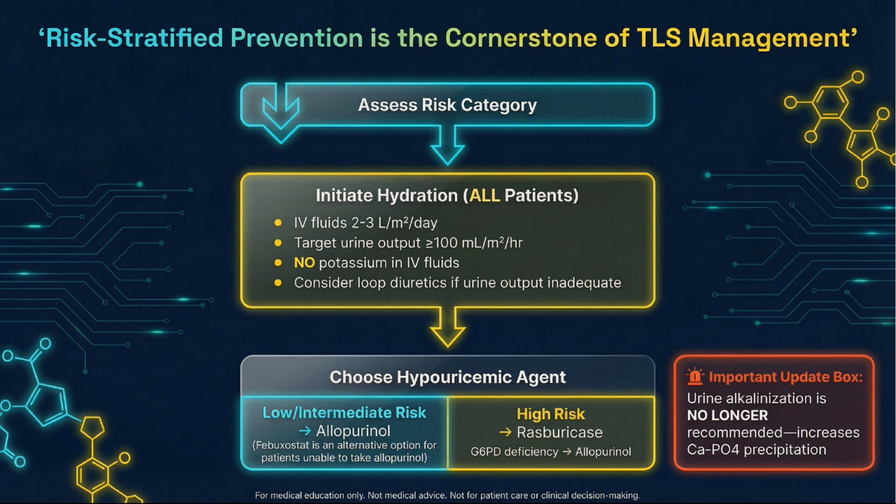Third, you will choose a hypouricemic agent based on the patient's risk level. For low or intermediate risk patients, Allopurinol is the standard of care. Febuxostat is an alternative option for patients who are unable to take allopurinol. For high-risk patients, Rasburicase is the drug of choice. A key exception is in patients with a G6PD deficiency, where Rasburicase is contraindicated and allopurinol or febuxostat must be used instead. Finally, a very important update to older practices. Urine alkalinization with sodium bicarbonate is no longer recommended. We now know that it can actually worsen the precipitation of calcium phosphate crystals in the kidneys.